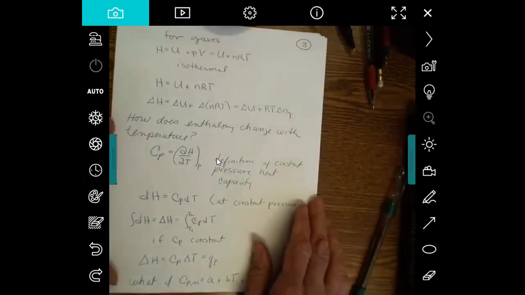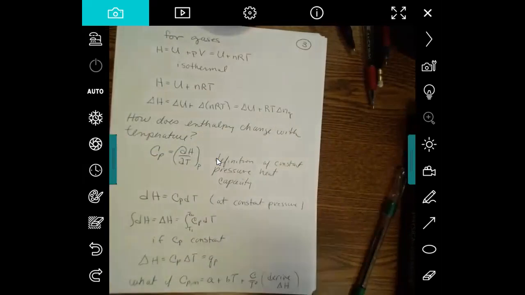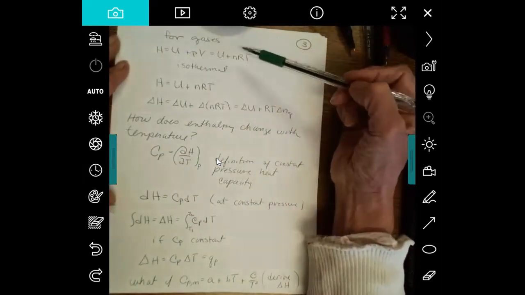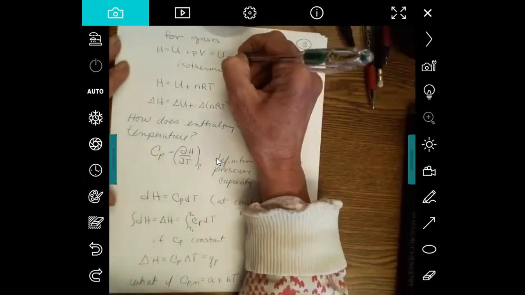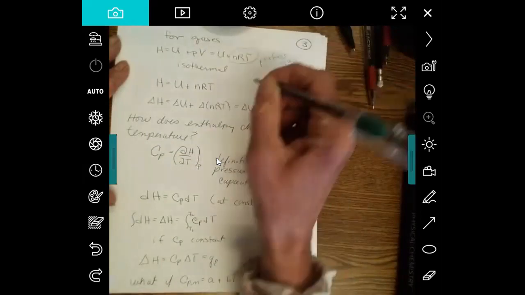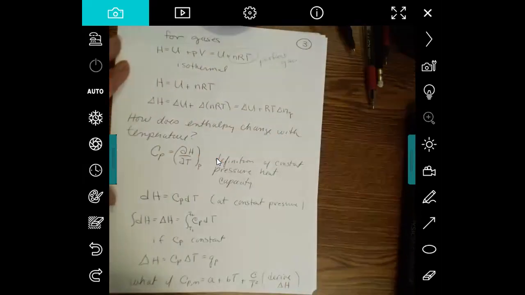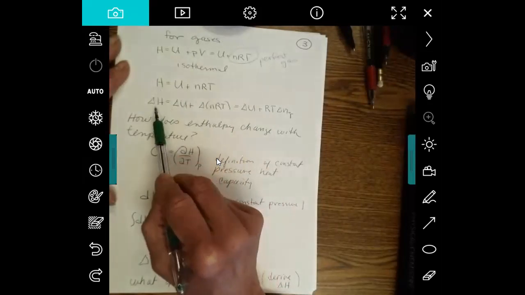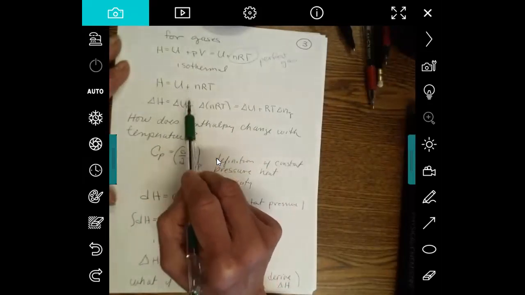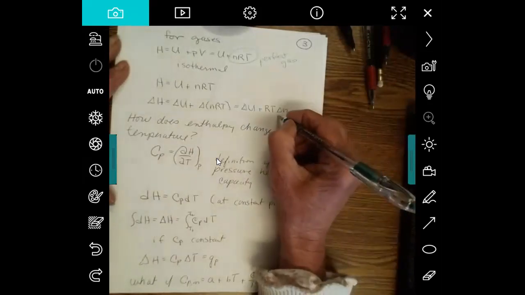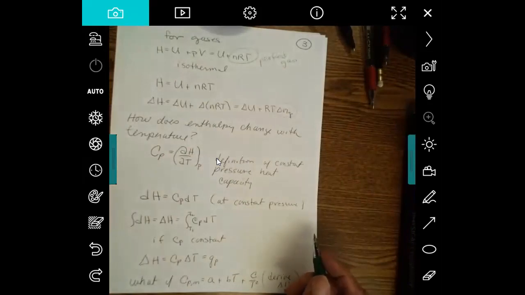For gases, it's a different story, because we know that pressure has a huge impact on volume. And so if it's U plus PV, if it's a perfect gas, then I can replace PV with nRT. And then if it's isothermal, I can say that delta H equals delta U plus delta nRT. But if T is a constant, then really that second term just depends on the number of moles that change in the process that I'm talking about.